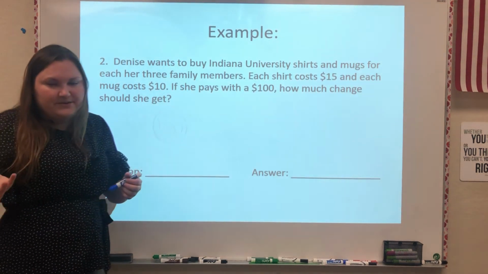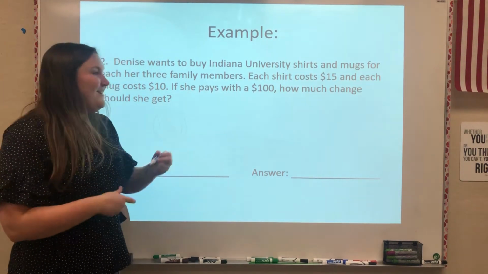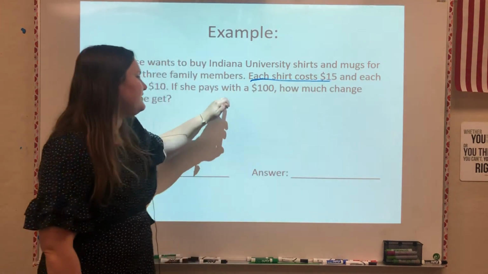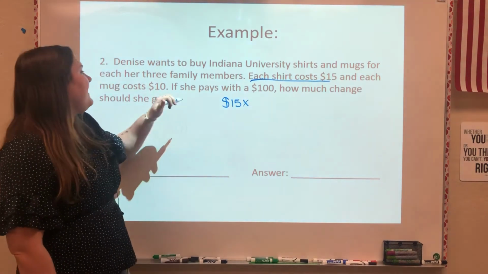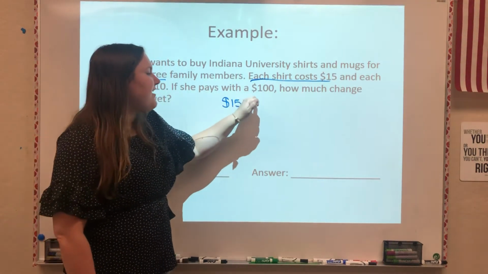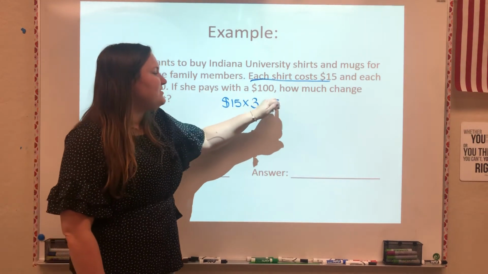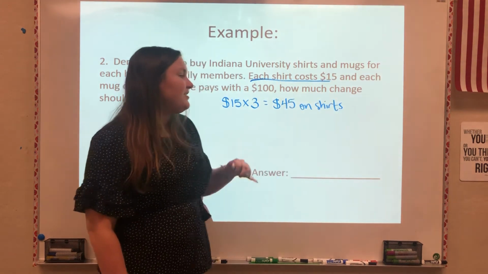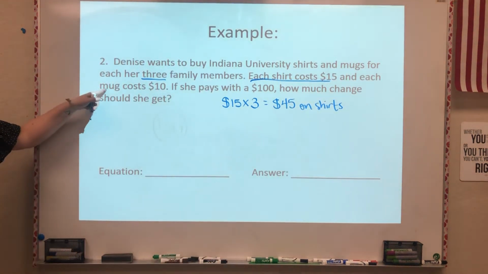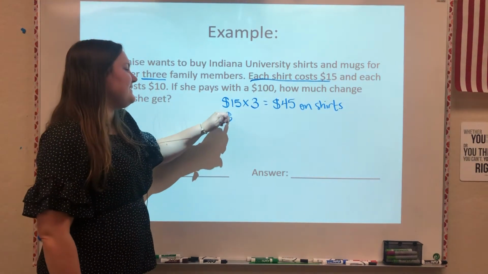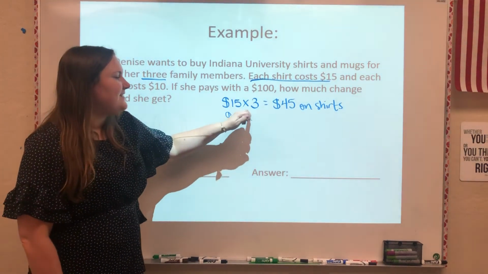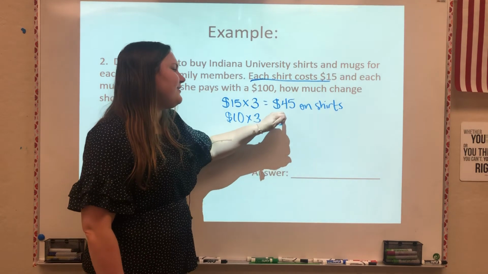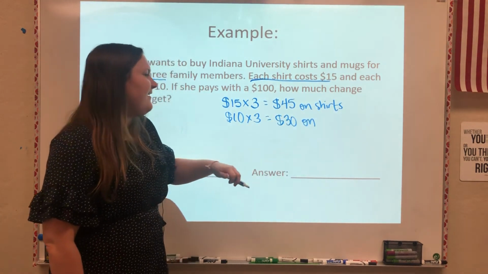Well, the strategy is similar to before. The difference now is she's spending more money. Just like before, I would find the total cost of shirts. So each shirt is $15, and she's buying 3 of them. So $15 times the 3 family members means she's spending a total of $45. I'm going to label it on shirts. She also is spending money on the mugs. So I can say she is spending $10 on each mug times her 3 family members. 10 times 3 gives me $30, and that is on the mugs.